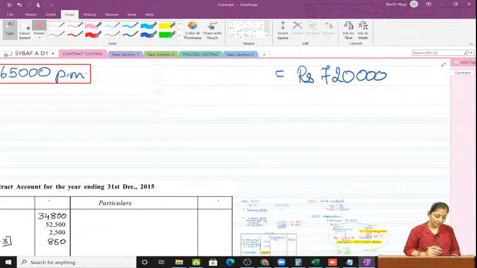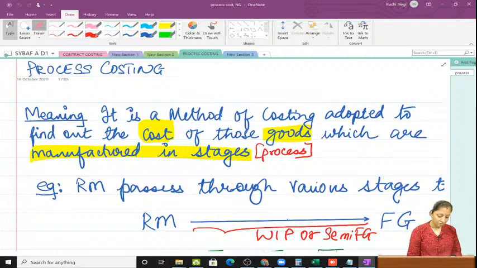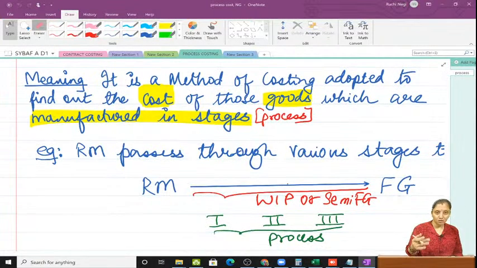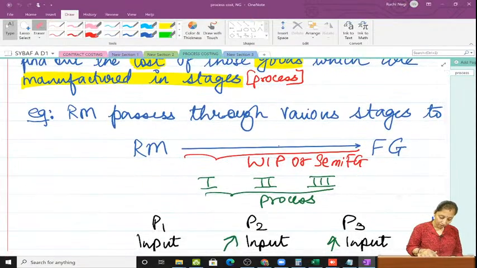Now next thing, I will just take you through a quick brush up with process costing. So what is this all about? It is all about calculating the cost price of a good at each stage of production. Okay.